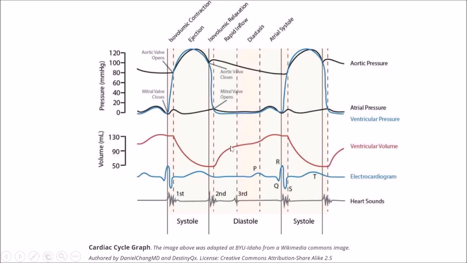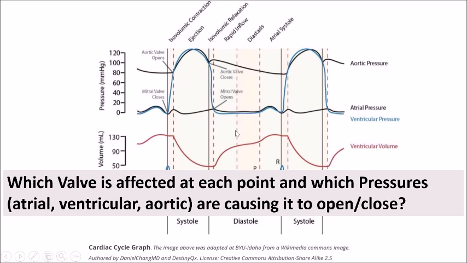So, I want you to do a quick mental review. Walk through each of these 4 points, and I want you to think about which valve is opening or closing and why. What's causing it to open and close, the pressures, where they're at. So point number 1, mitral valve closes. Why? Point number 2, aortic valve opens. Why is it opening? 3, aortic valve closes. Why is it closing? And 4, mitral valve is going to reopen. Why is it reopening?